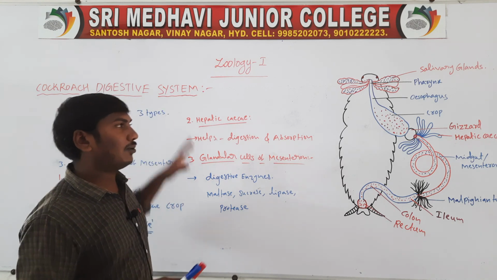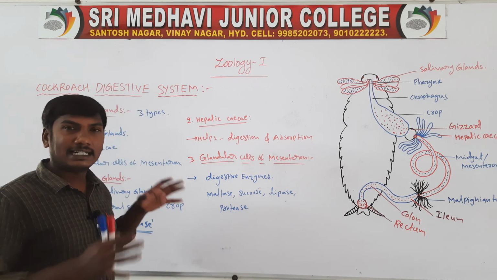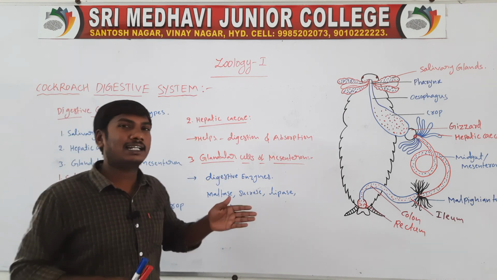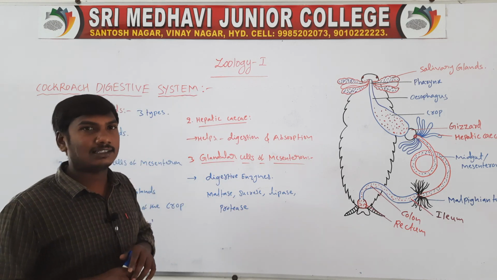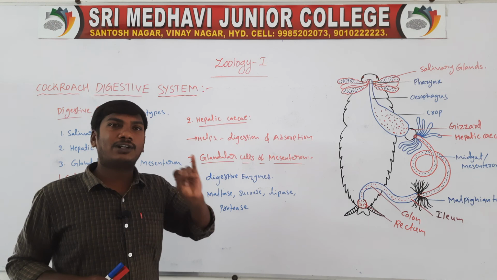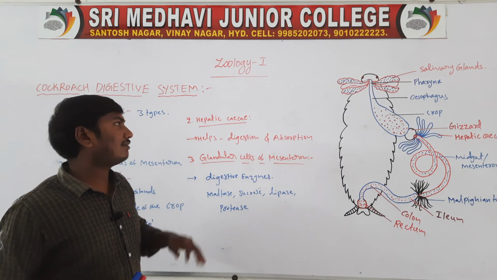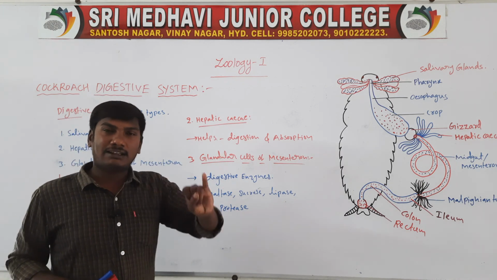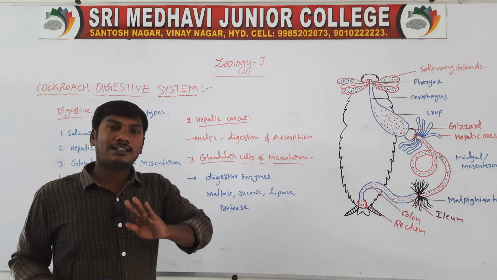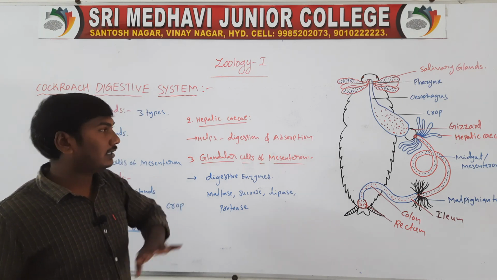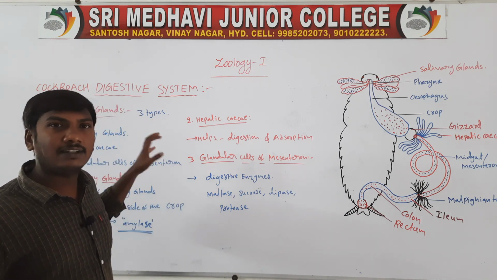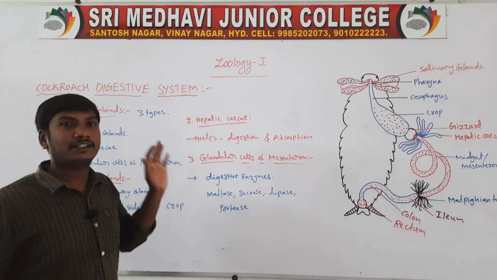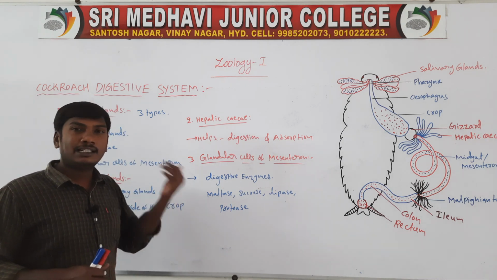So that is the total digestive system. The digestive system consists of the alimentary canal and digestive glands. The alimentary canal contains the foregut, midgut, and hindgut. The digestive glands are the salivary glands, hepatic caeca, and glandular cells of the mesenteron. This is an eight-mark question, very important in the exam. Next class, we will discuss the salivary glands.